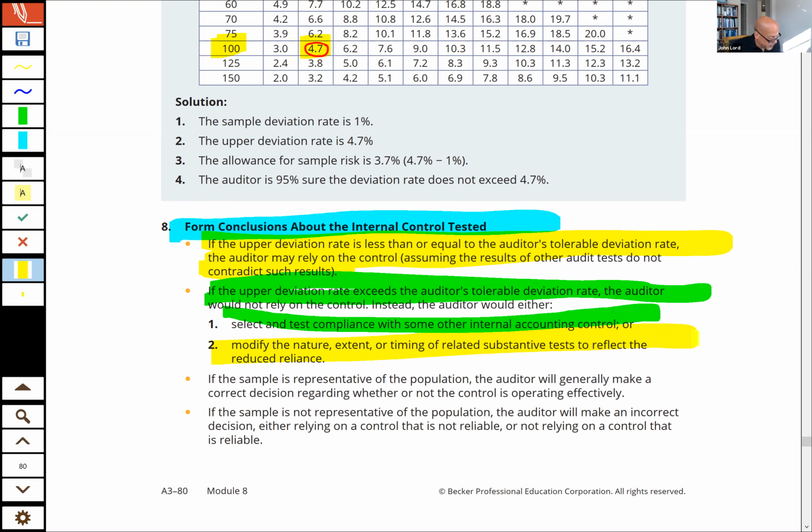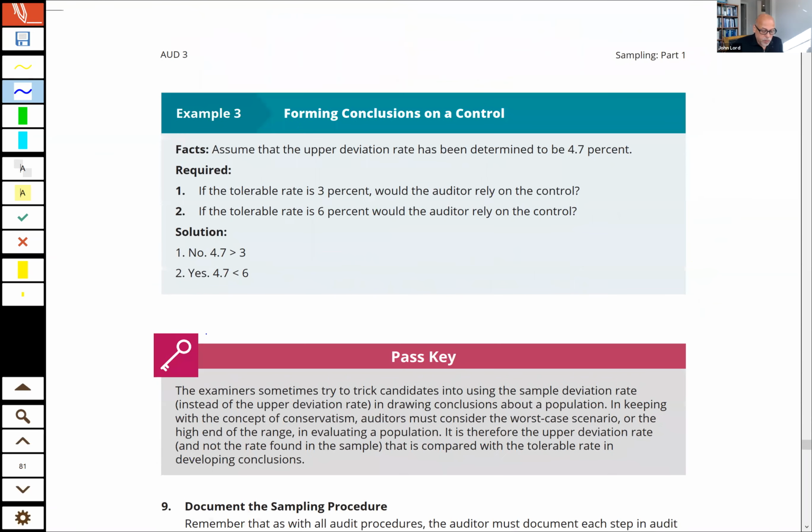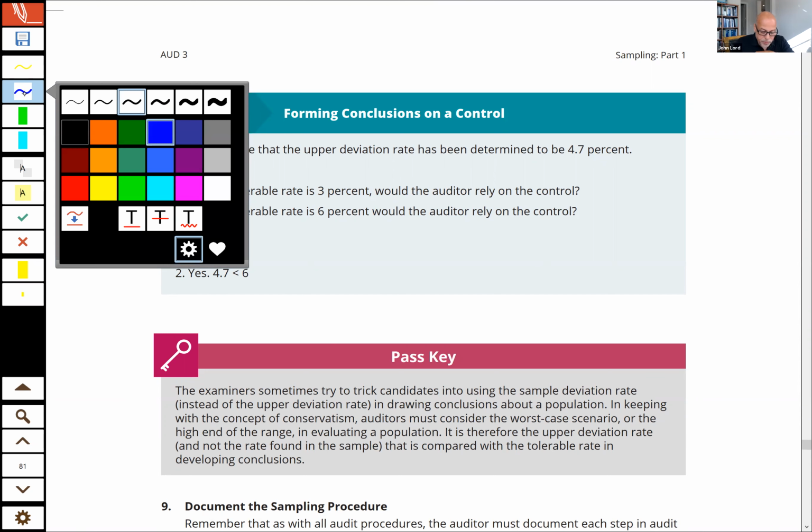Okay, good. So go ahead and flashcard how the auditor would respond if the sample indicates that the control does not have operating effectiveness, because the upper deviation rate exceeds the tolerable deviation rate. Okay, good. Now you come over and form a conclusion based on this example.